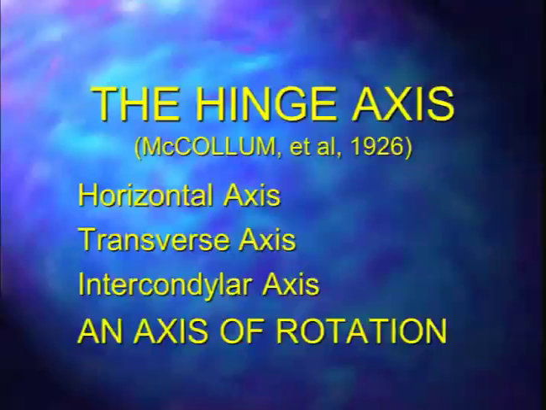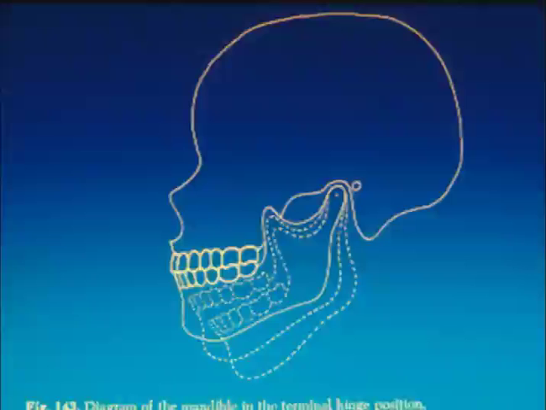Well, it all starts with the hinge axis that McCollum and his group discovered in 1926, and there have been many people coming up with different terms that basically describe the same thing, that there's an axis of rotation within the joint, or the condyle, when the mandible opens or closes.